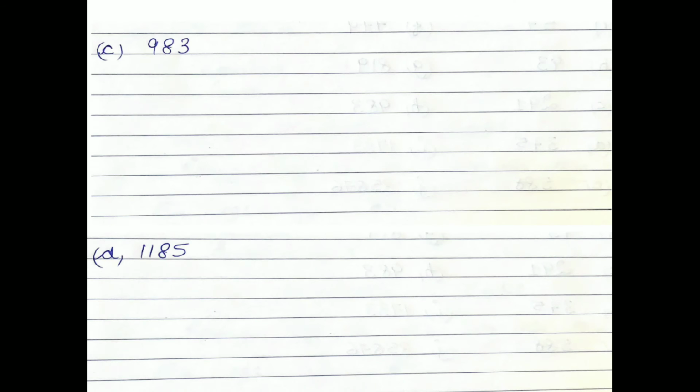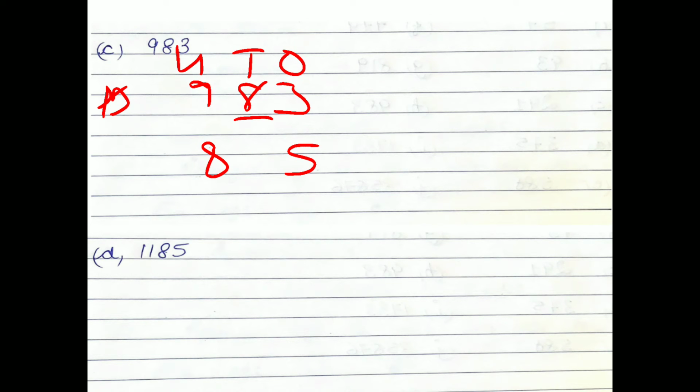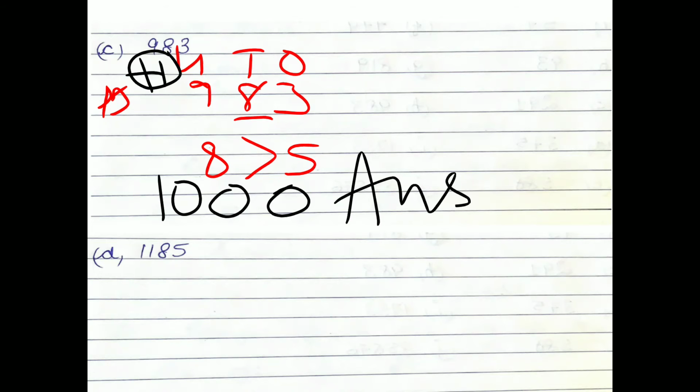Now let's move to C part. Here first of all you write 9, 8, 3. Above it write down ones, tens, hundreds. Compare the tens place. Tens place is 8. Compare with 5. Is your number greater than 5? Yes. So what do you do? You will add 1. Where to add 1? On the hundreds place. So 9 plus 1 becomes 10. Clear? And this tens place, which is underlined, also becomes 0, and the ones place also becomes 0. So this is the answer.